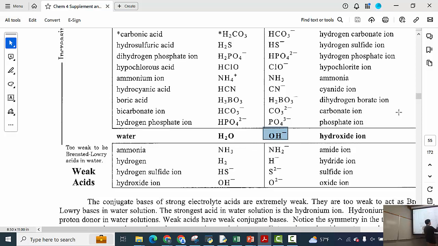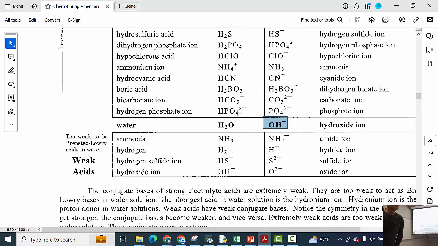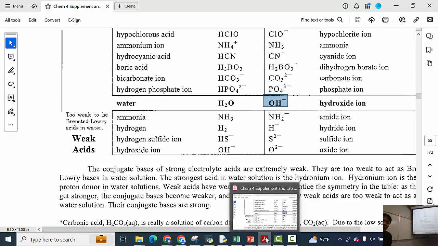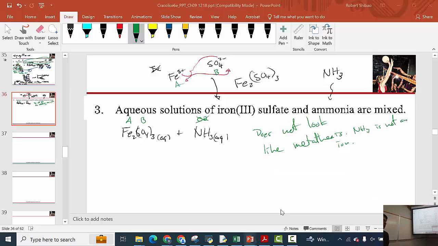So one of the chemical properties of ammonia is it's a strong base, weak base, or too weak to be even considered a base. So that was base? It's a weak base. Yeah. And what do weak bases do in water? Partially. Yeah, they partially hydrolyze water. Well, that's going to be important here. Does not look like a metathesis. Ammonia is not an ion.